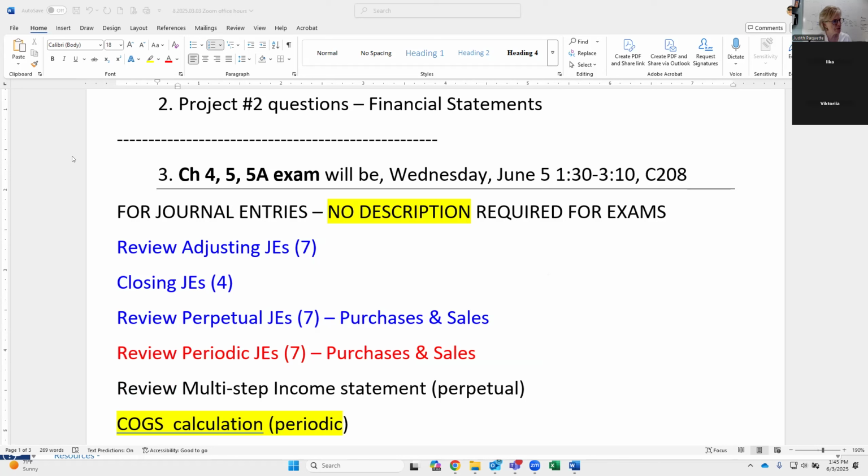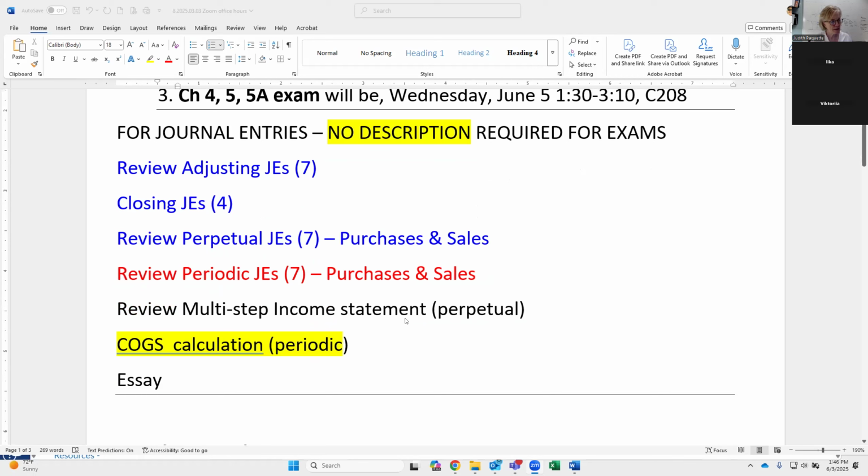Can you see my screen, where it says chapter 4, 5 exam? Yes. Perfect, thank you. You have 7 perpetual journal entries and 7 periodic journal entries. Now we're in chapter 5, when the company buys merchandise, they have to account for it by increasing the inventory account, and then we add cost of goods sold. In perpetual, we track inventory perpetually, and in periodic, we only track it at the end of the month. We calculate what cost of goods sold is.